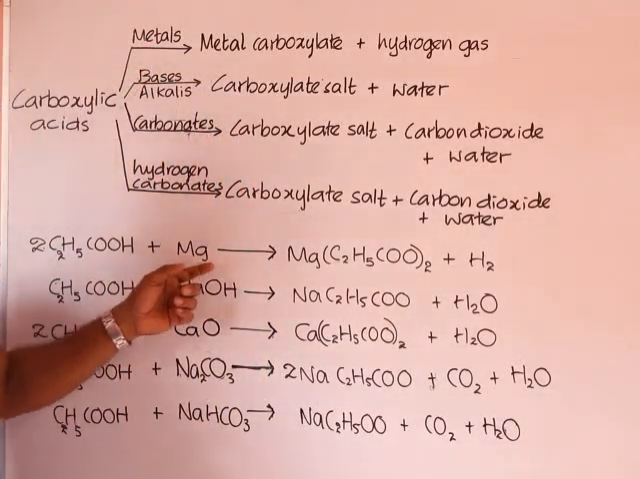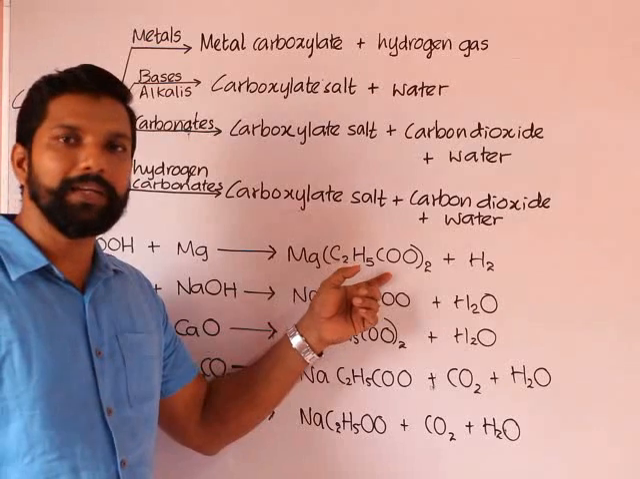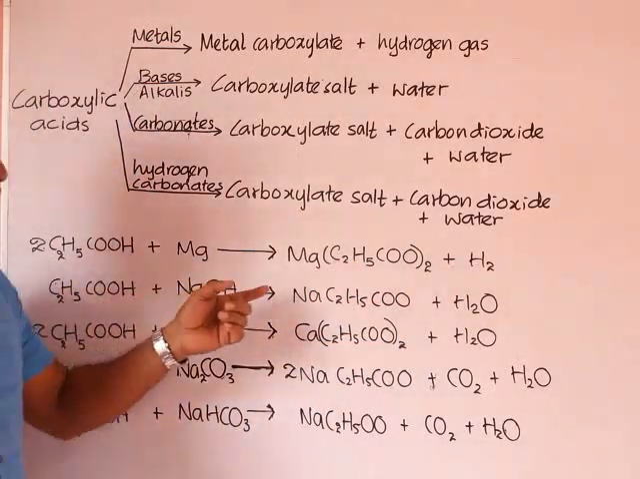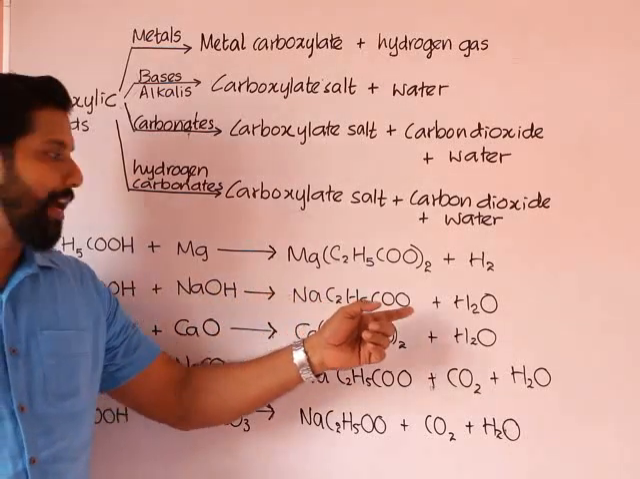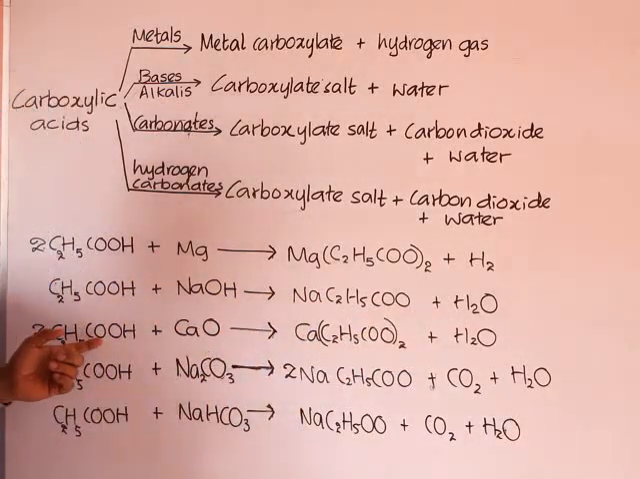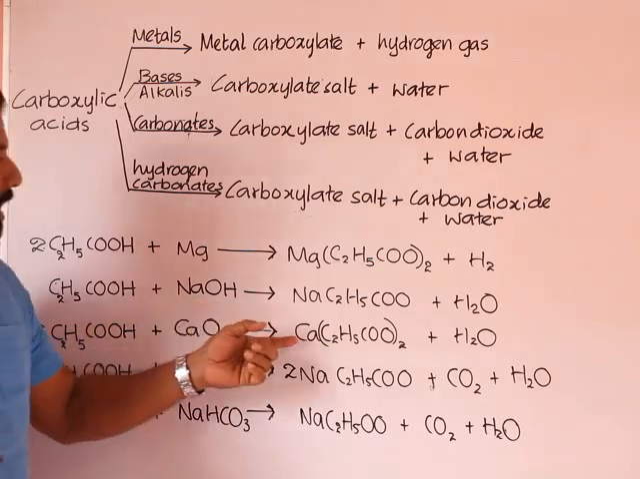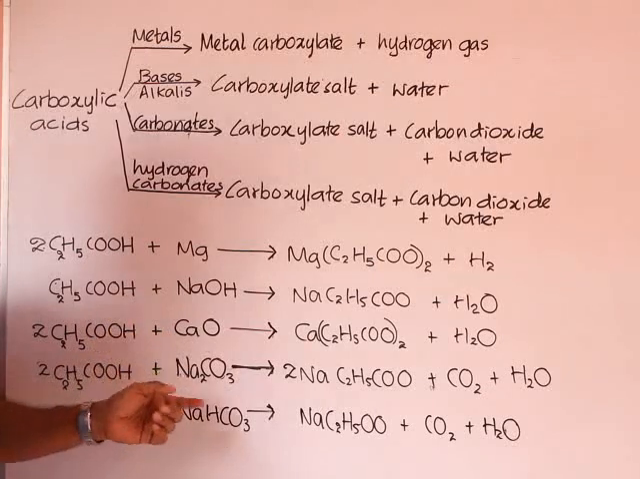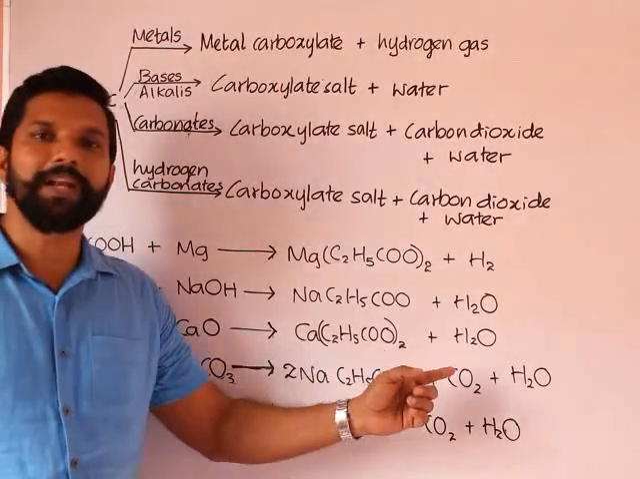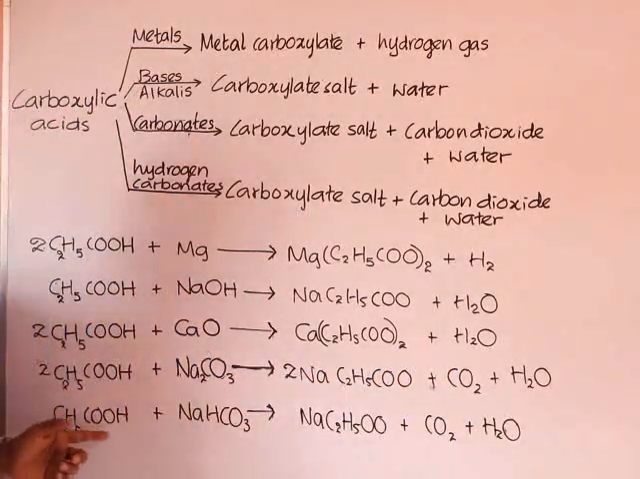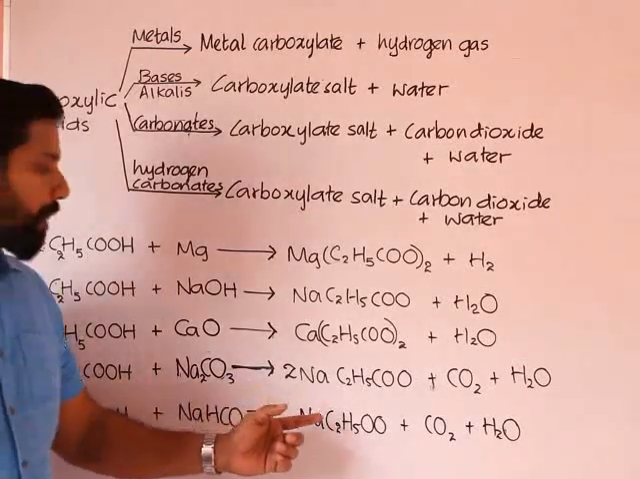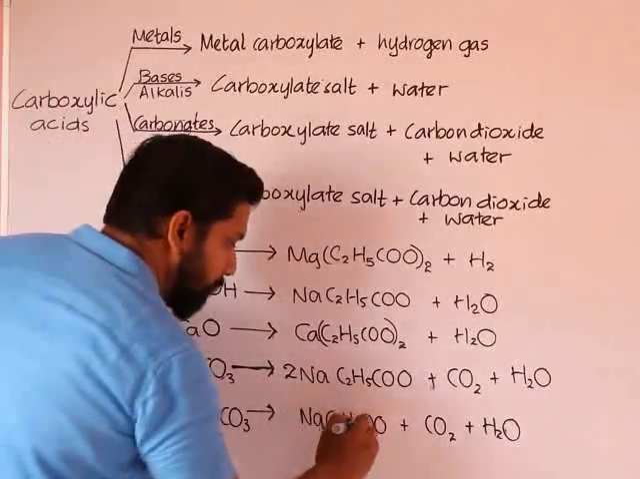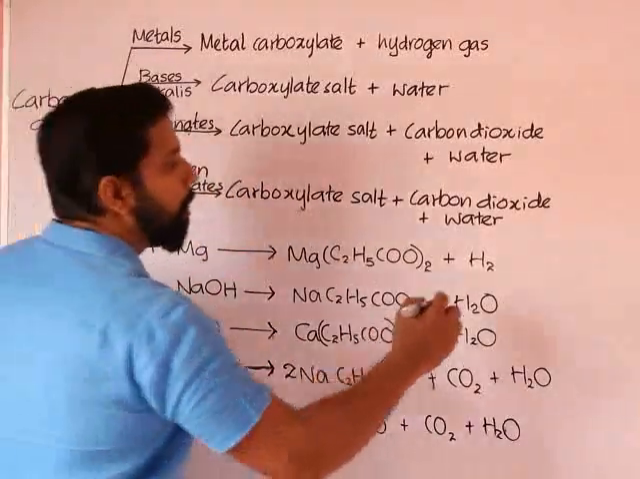Propanoic acid with magnesium: magnesium propanoate and hydrogen gas. Propanoic acid with sodium hydroxide: sodium propanoate and water. Propanoic acid with calcium oxide: calcium propanoate and water. Propanoic acid with sodium carbonate: sodium propanoate, carbon dioxide and water. Propanoic acid with sodium hydrogen carbonate: sodium propanoate, carbon dioxide and water.